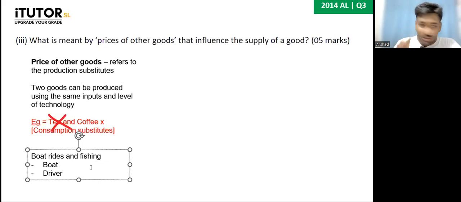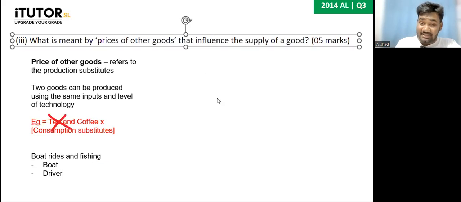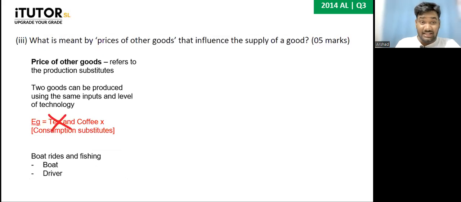Why? Because both of these can be supplied or produced using the same level of technology and the same amount of inputs. Then what happens, guys, when this changes? Now let's assume, right? I want you all to practically think. Guys, is the example fine? What is price of other goods in supply? Fine.